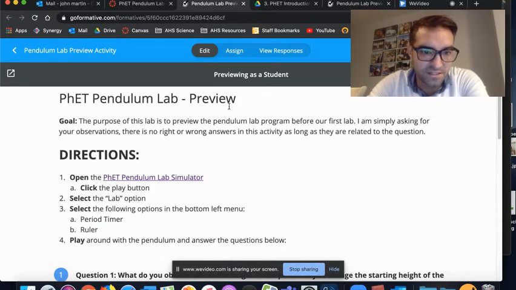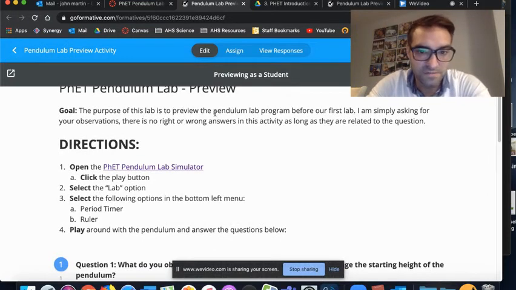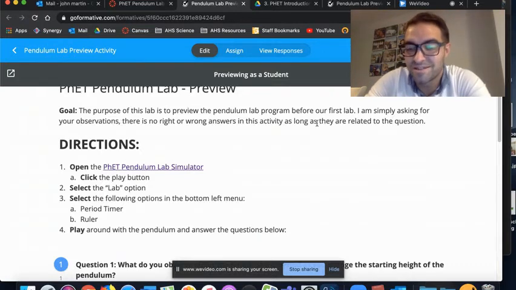You'll have the title here, PhET Pendulum Lab Preview. And the goal of this lab is to preview the Pendulum Lab program before our first lab. I am simply asking for your observations. There are no right or wrong answers in this activity as long as they are related to the question.